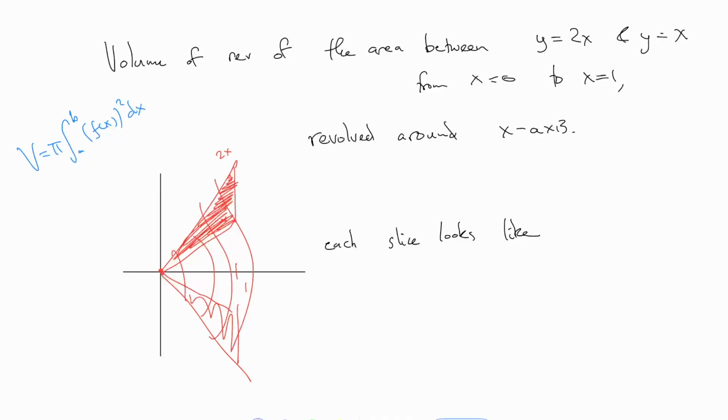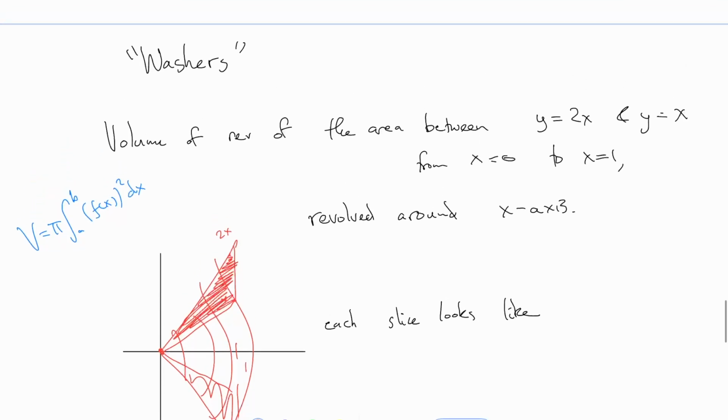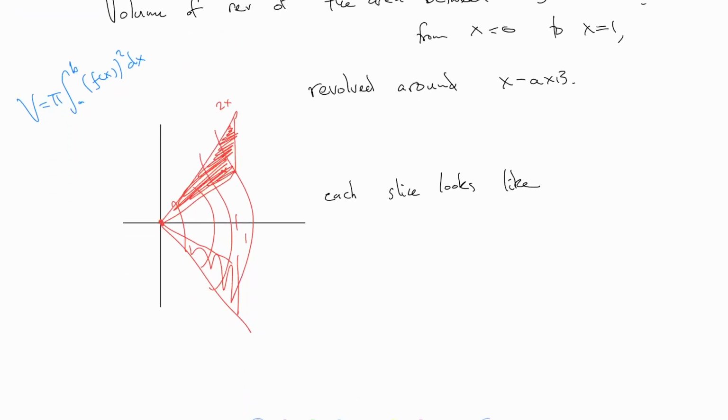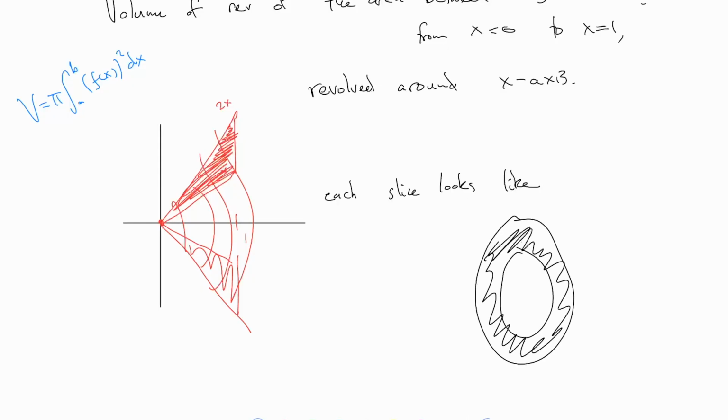Like a circle, but with the middle cut out. Typically we use the word washer for this shape. So each slice here looks like something like that, right? It's like one of these, and it has a little thickness.